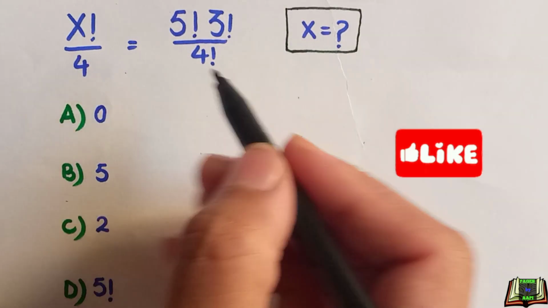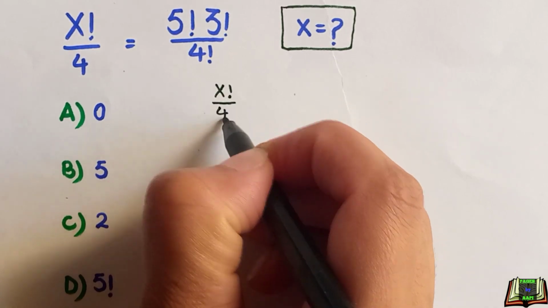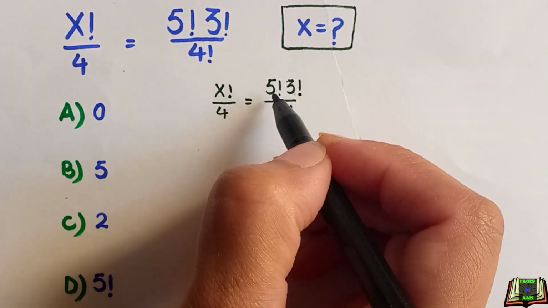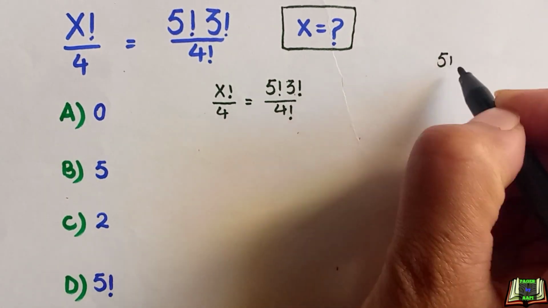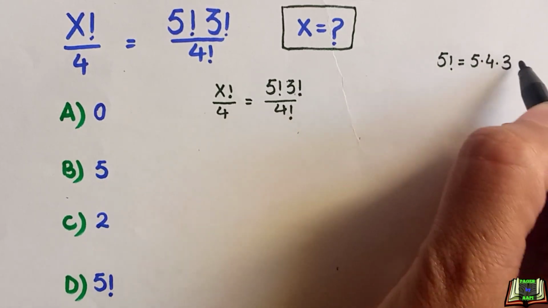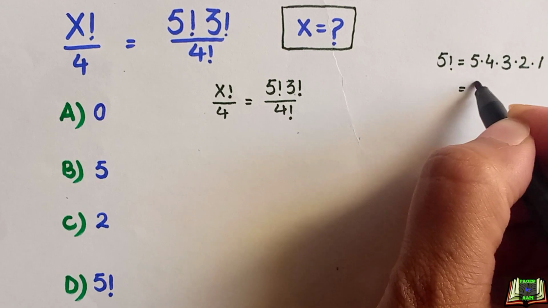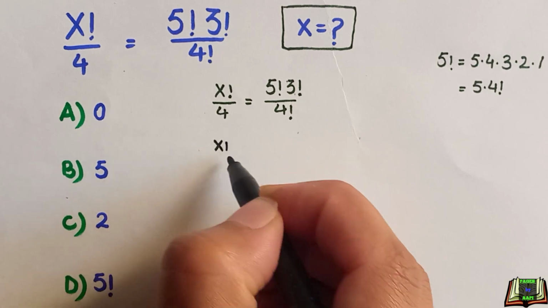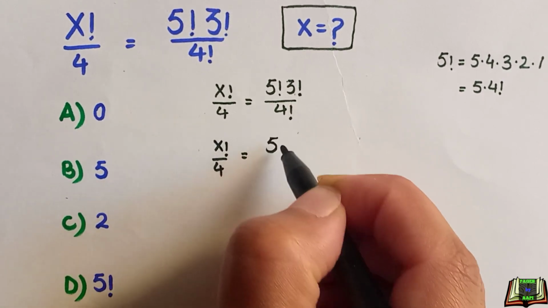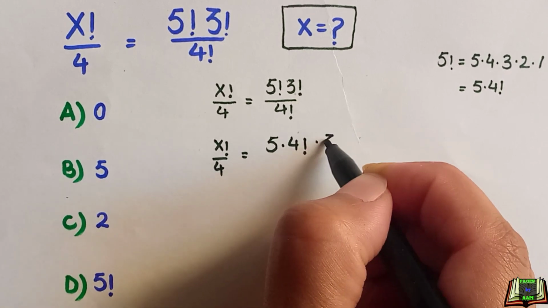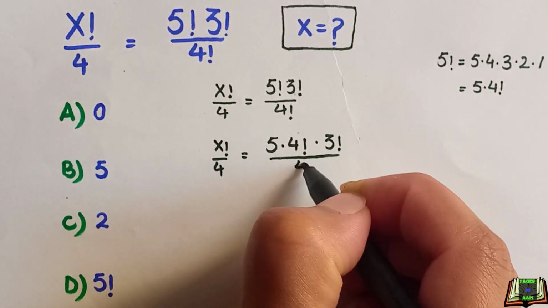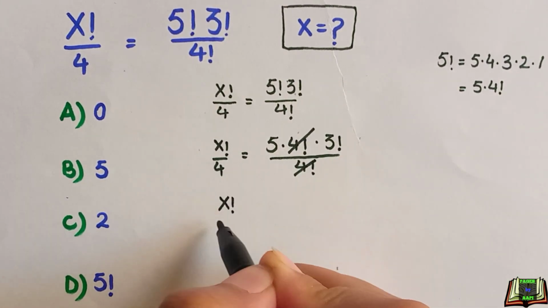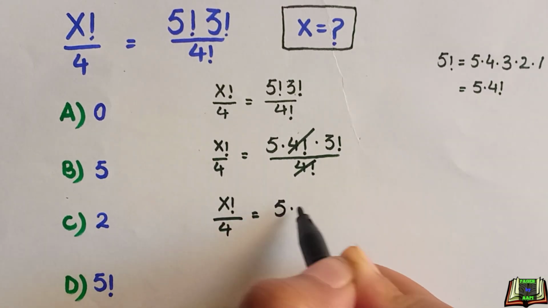It is given that x factorial over 4 is equal to 5 factorial times 3 factorial over 4 factorial. We know that this 5 factorial is equal to 5 times 4 times 3 times 2 times 1, and this can be written as 5 times 4 factorial because this is all equal to 4 factorial. So replacing this 5 factorial with 5 times 4 factorial, rest as it is, 3 factorial over 4 factorial. This numerator and denominator 4 factorial cancel out. x factorial over 4 is equal to 5 times 3 factorial.